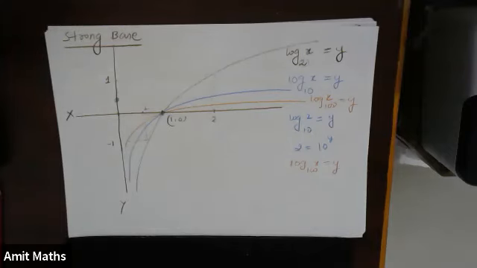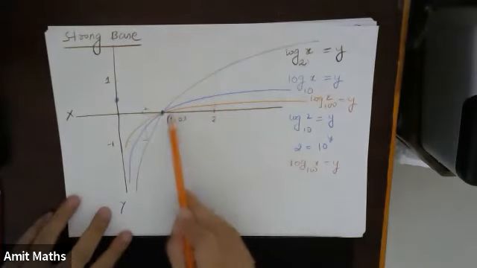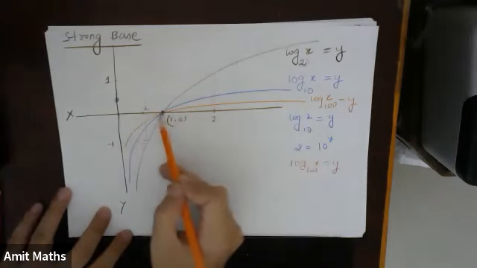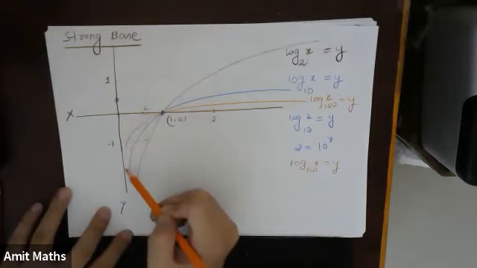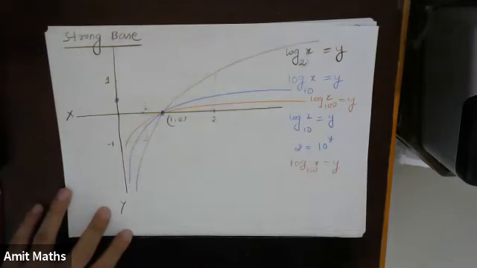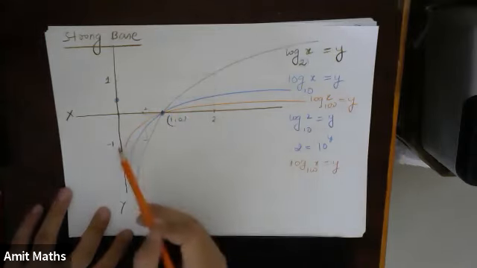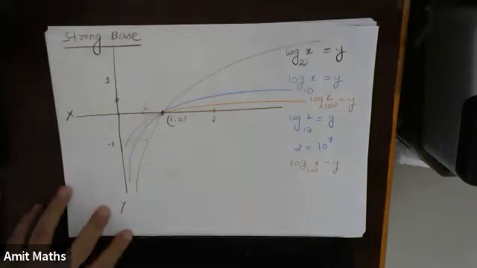But log x base infinity, what happens is this part will be just parallel to the x-axis, and this part will almost be parallel to the y-axis. If I increase x, if I take this base to be very high, this part will almost be trying to touch the x-axis, and this part on the left side will almost be trying to touch the y-axis. Okay, approximate graph.